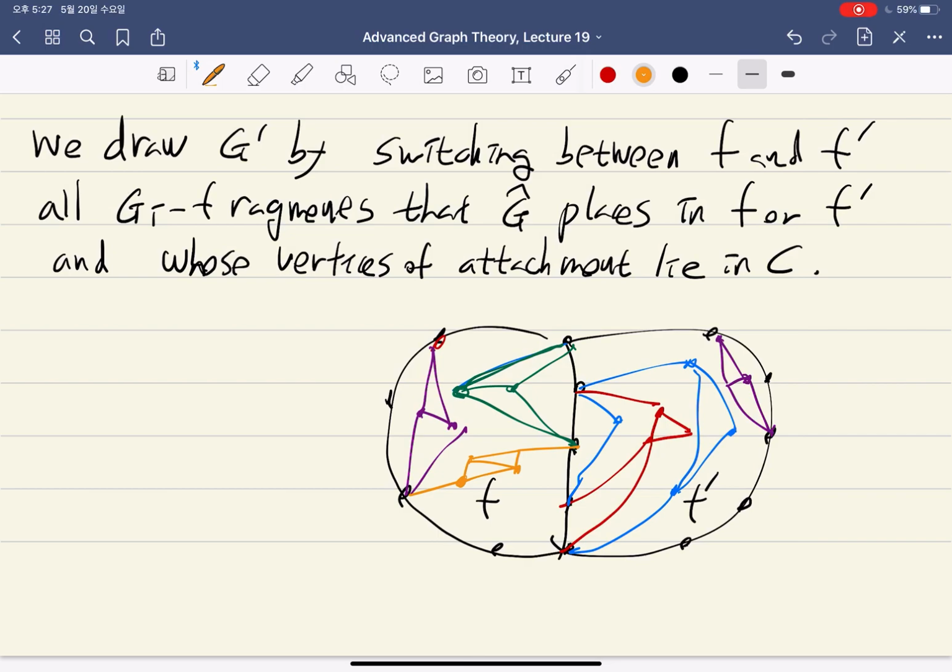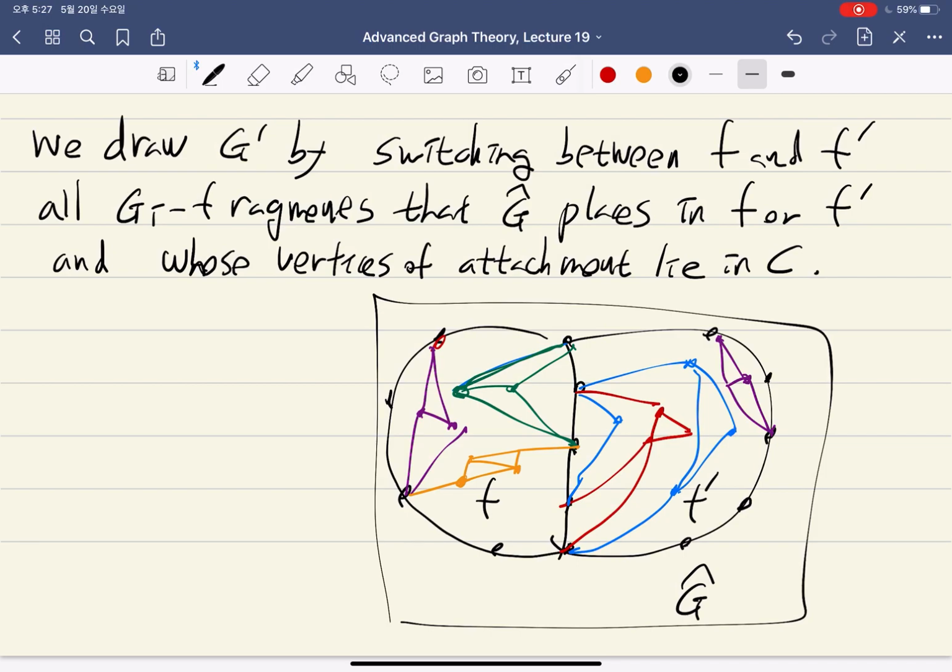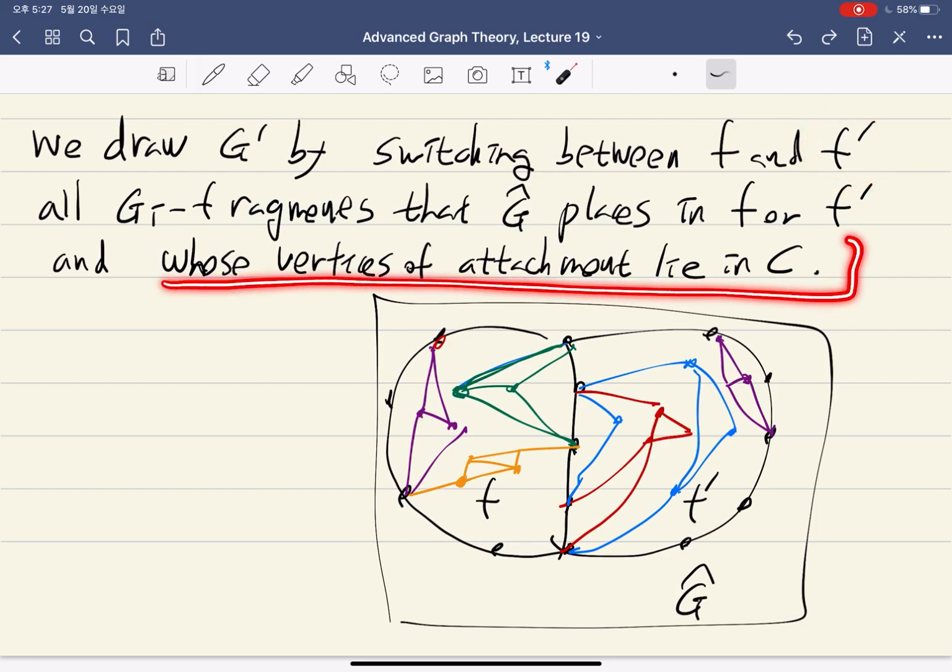So among these, this is G prime. So this is how we embedded G prime. So this specific B is embedded in F prime. But now what we do is among all fragments, this blue and red one are embedded in F prime, and also whose vertices of attachment lie in F.